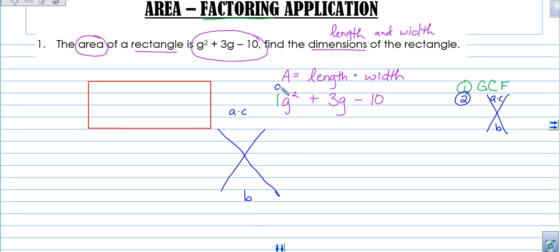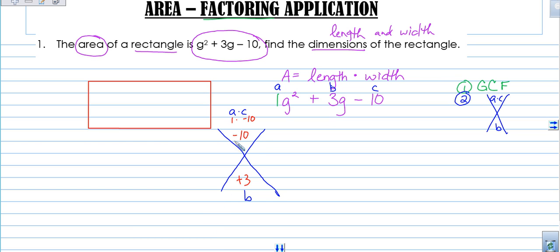Our a is found by the number on the x squared, or the squared term. Our b is found by the letter that doesn't have an exponent, and our c is the number with no letter, no variable. Okay? And so we're going to go 1 times negative 10, which is negative 10, and then our b is positive 3.